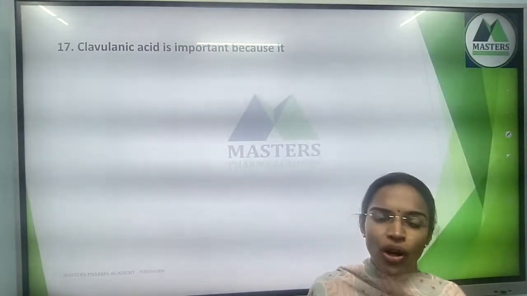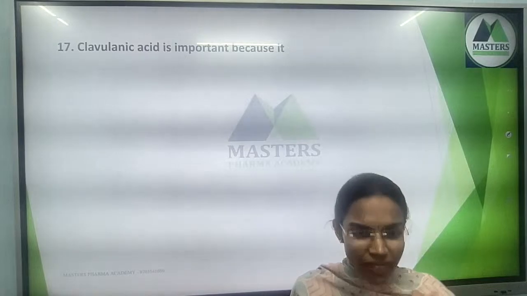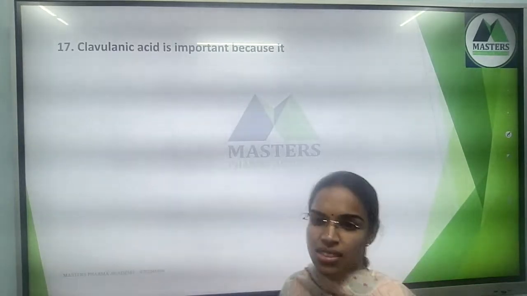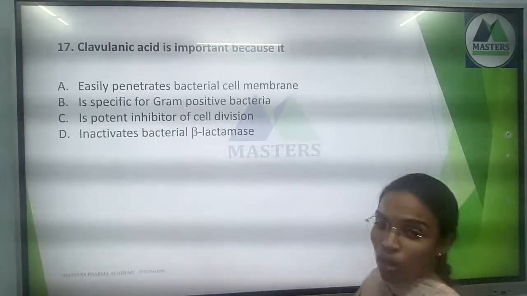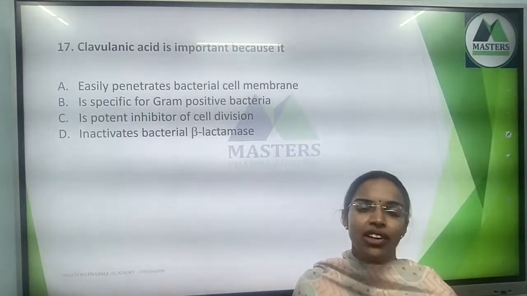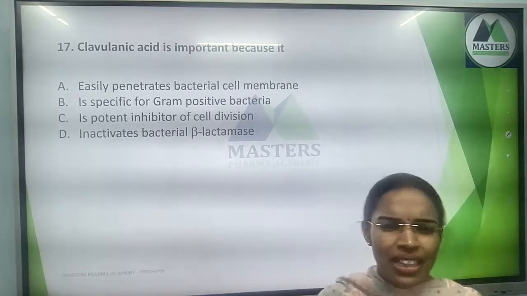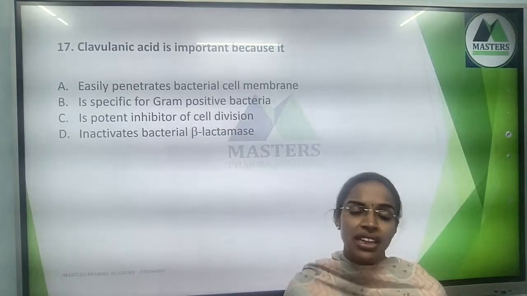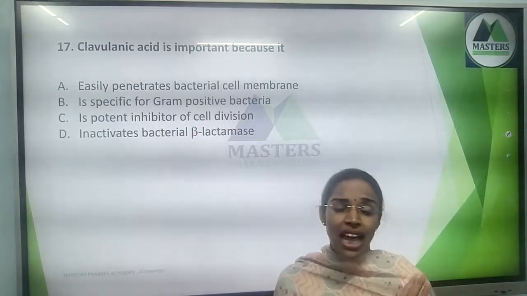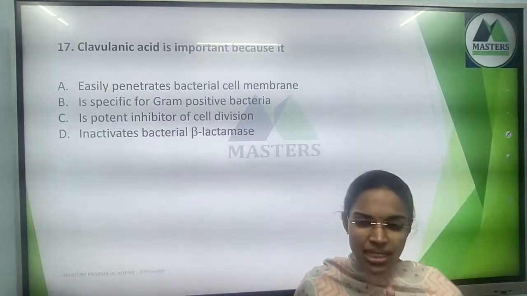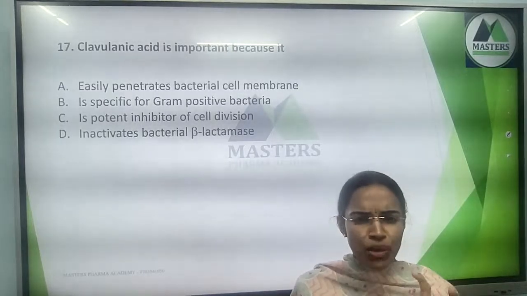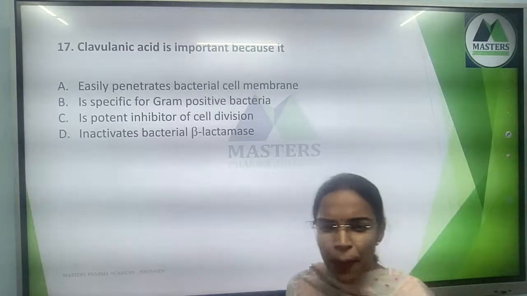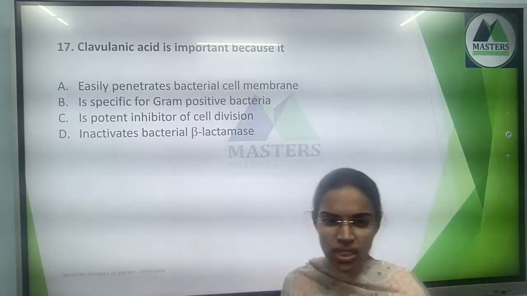Clavulanic acid is important because. Here the question is, what is true about clavulanic acid? The options are: it easily penetrates the bacterial cell membrane, is specific for gram-positive bacteria, is a potent inhibitor of cell division, or it inactivates bacterial beta-lactamase. What's the right answer?